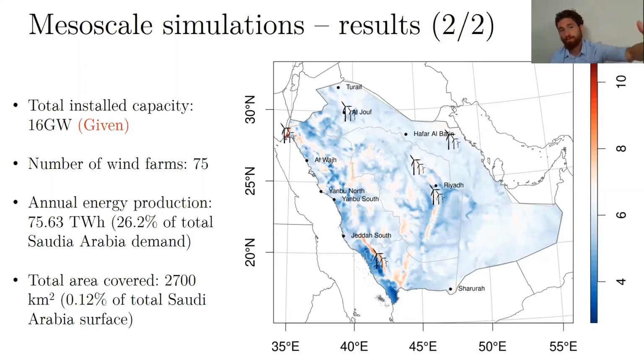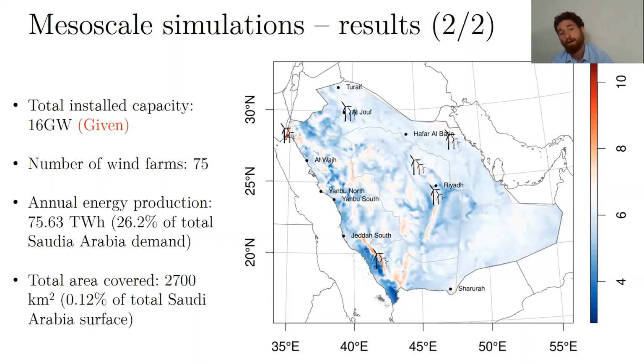Once we've calculated this, since now we have all the data, because we have the wind speed data, we have the cost data, we can actually calculate much more things, like what is the total annual energy production? And it turns out it will be something around 75 terawatt hours per year, which is 26% of the total Saudi Arabia demand. So that gives you the idea of how big the investment of 16 gigawatts of wind would be. Because now we have all the capacity factors, and we have all this nice data, right?